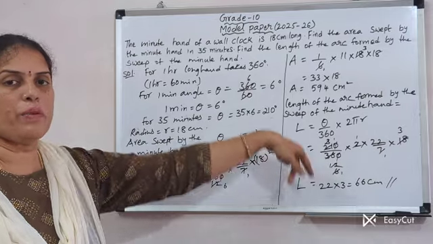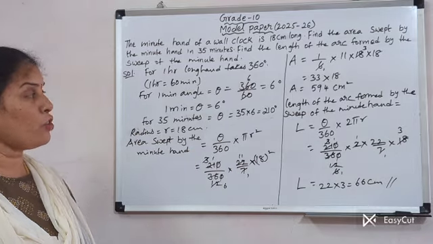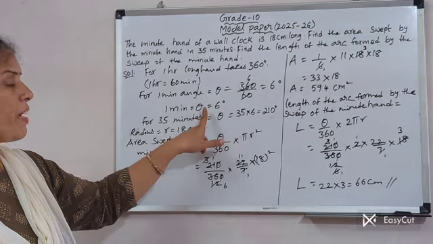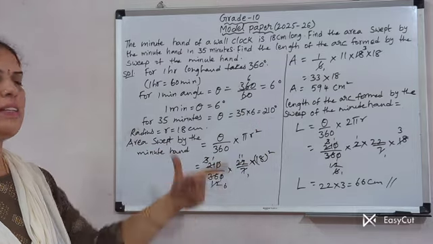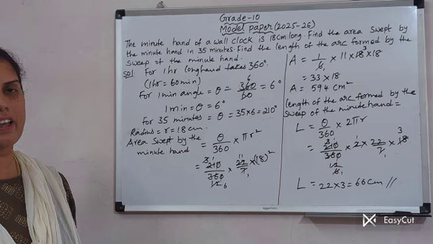Like this, we need to simplify. Okay, no need to get confused. If you find out for 1 minute, we can find out for 35 minutes. For 35 minutes, theta is equal to 210. Then you can apply the formula. Thank you.